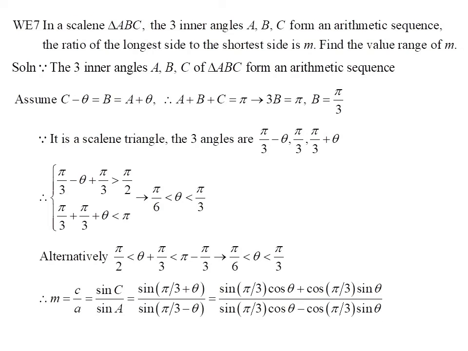Based on the sine rule, m equals c over a, which equals sine C over sine A. Since the angle C equals pi over 3 plus theta, and the angle A equals pi over 3 minus theta, sine C over sine A equals sine of pi over 3 plus theta over sine of pi over 3 minus theta. Both numerator and denominator are then expanded using the sine addition formula.